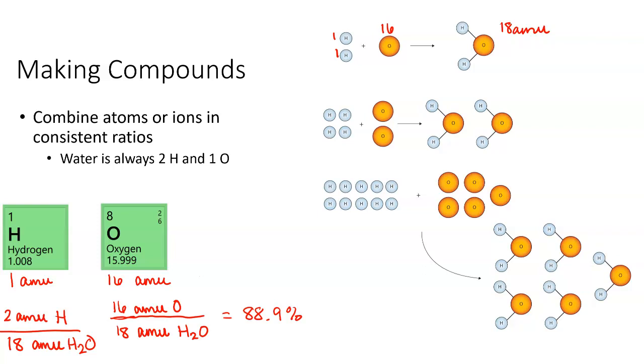11.1%. So this mass ratio of 16 atomic mass units of oxygen to every 2 of hydrogen holds true no matter how many atoms of each you start with. So water is always going to be, no matter what mass of water you have, 88.9% of that mass is going to come from oxygen atoms, and 11.1% is going to come from hydrogen atoms, no matter the amount that you have. And so this has implications for all kinds of compounds.